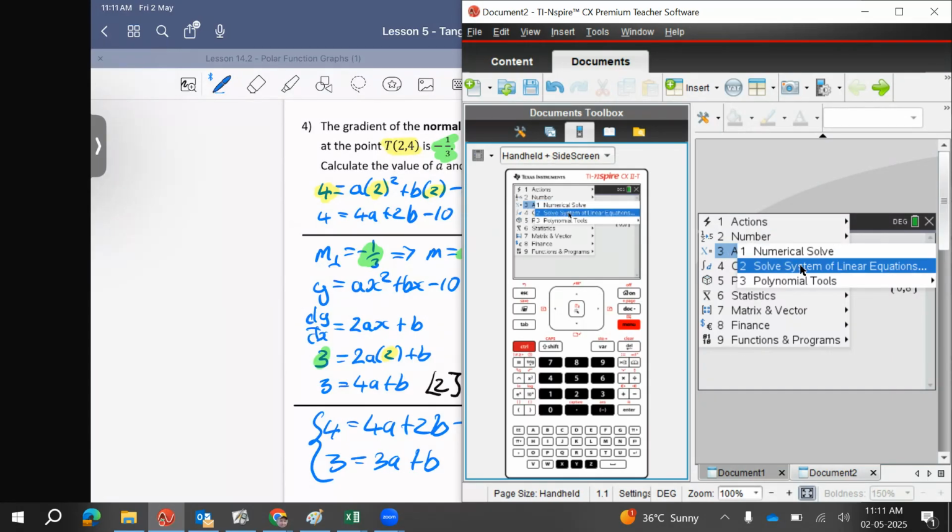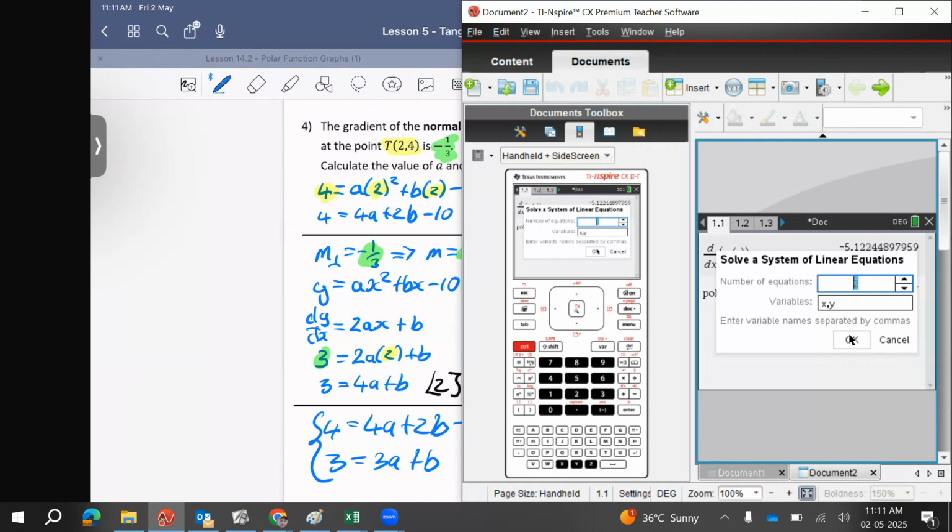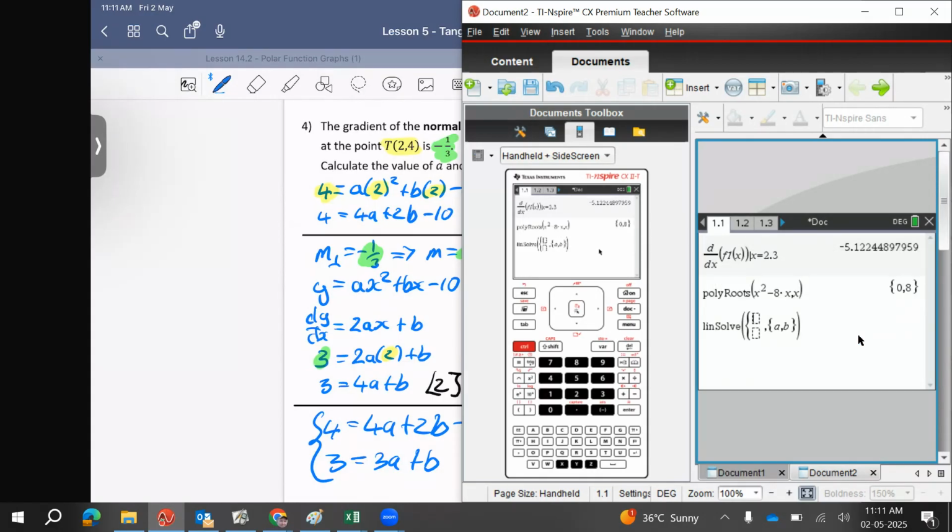So we want to do menu 3-2, solve a system of equations. I like to change the variable to a and b. You can keep it as x and y and just do a transposition of those if you wish. So it's 4 equals... if you haven't changed them, then yes. If you have changed them, then no. Minus 10.